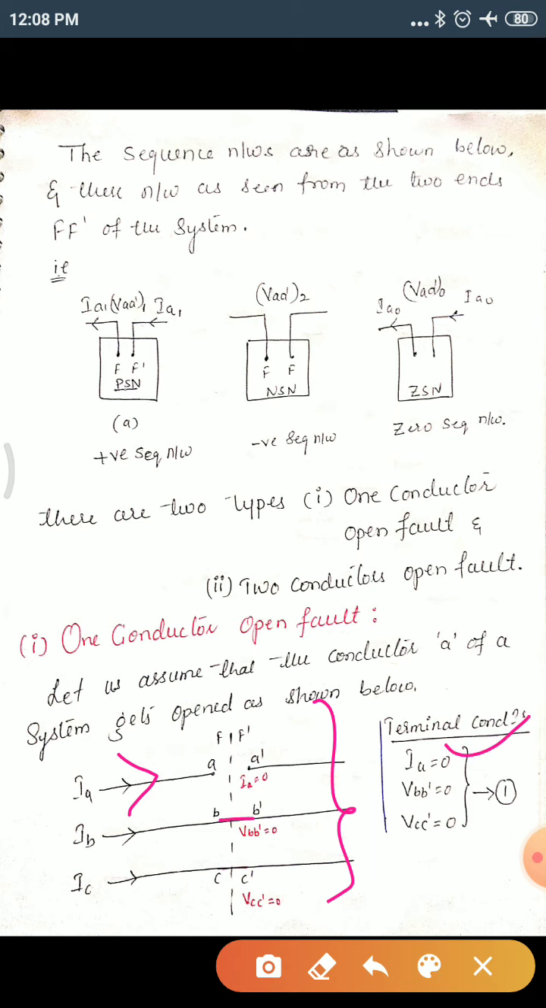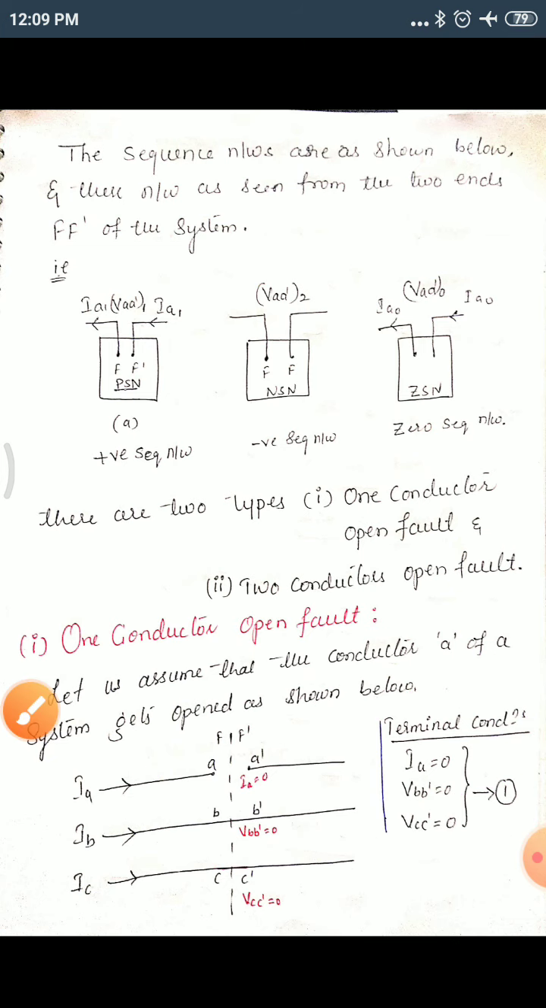Since BB dash and CC dash are a short circuit, it means they are not open, so you can consider them as shorts. You can take it as VBB dash equal to 0 and VCC dash equal to 0. These are your terminal conditions, or you can say boundary conditions as well. Let's call this equation number 1.